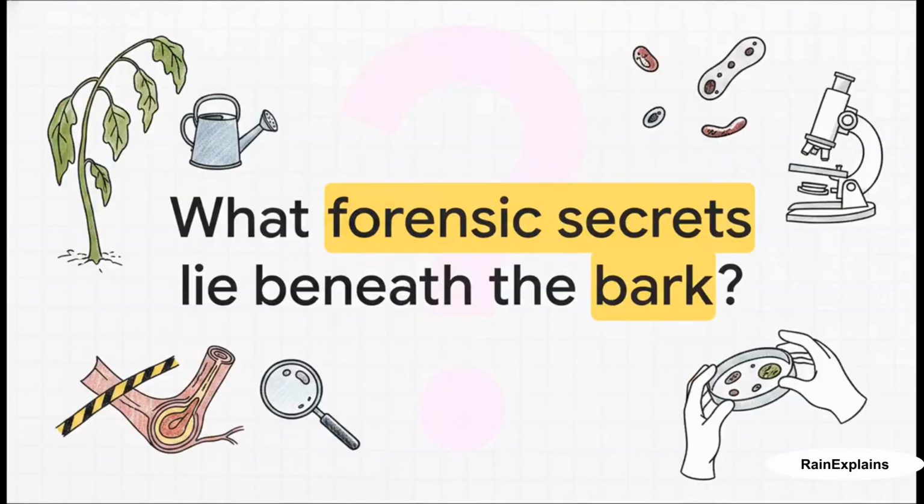Which brings us to a final thought for this explainer. Before you instantly reach for that watering can to cure a sad-looking plant, take a closer look. Next time a plant droops, ask yourself, is this plant really just thirsty, or is there a full-blown botanical crime scene, a true vascular wilt, hiding just beneath the bark? What forensic secrets will you look for?